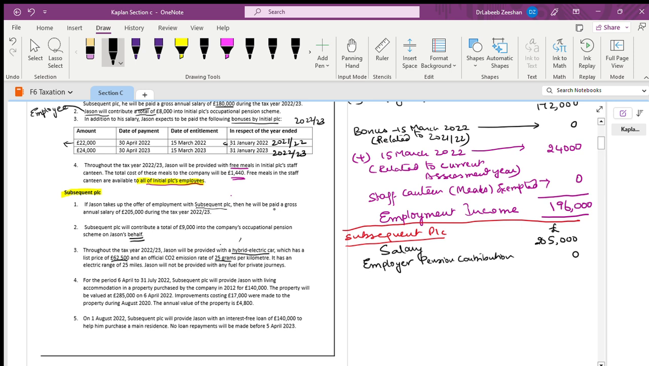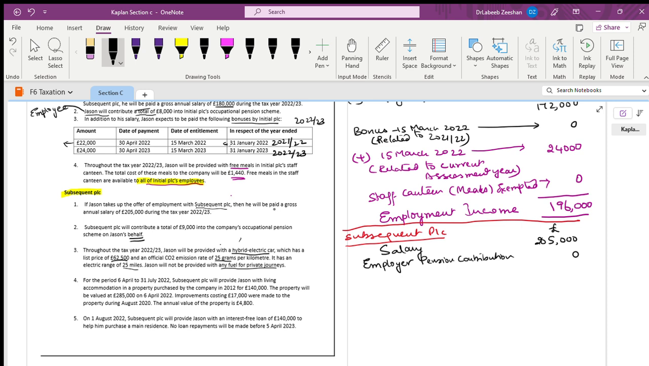They will give you rules, and these rules will be part of the question paper. It has an electric range of how many miles? 25 miles. Jason will not be provided with any fuel for private journeys. Right? What you have to do is keep your rules in front of you.